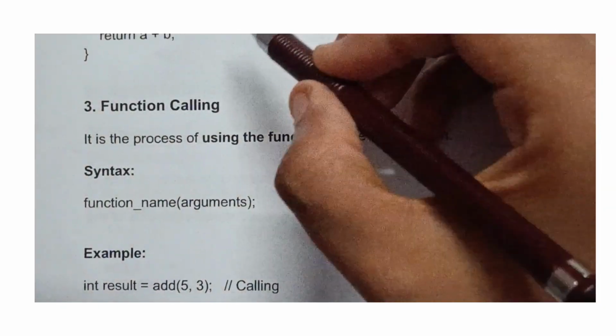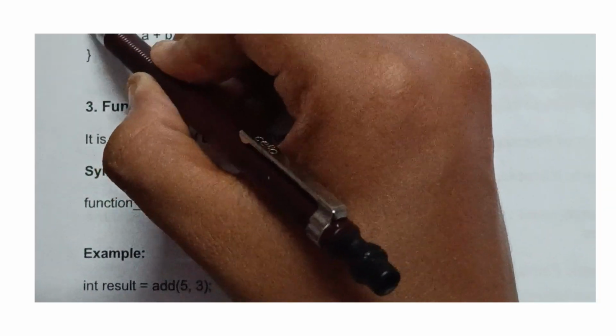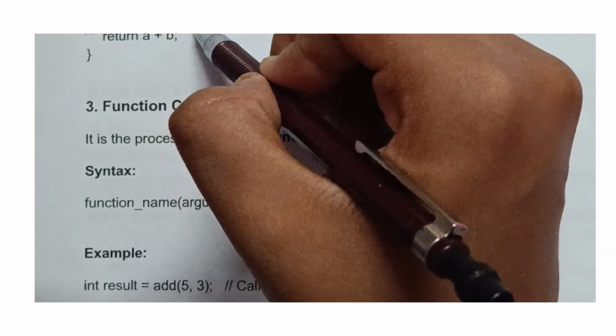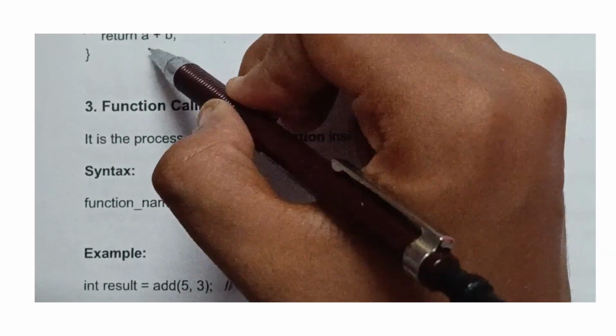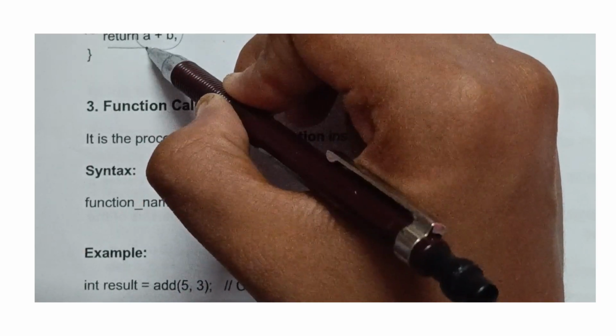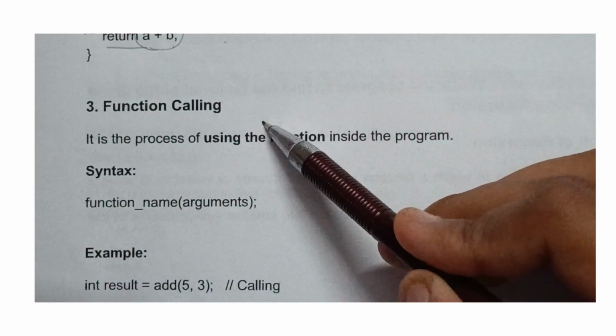And here is a small example for the definition of a function. Here we have the return type, its name, and the two values which we take as input for the function, and the mathematical operation that is to be performed and returned after the sum is done. So the third one is function calling.